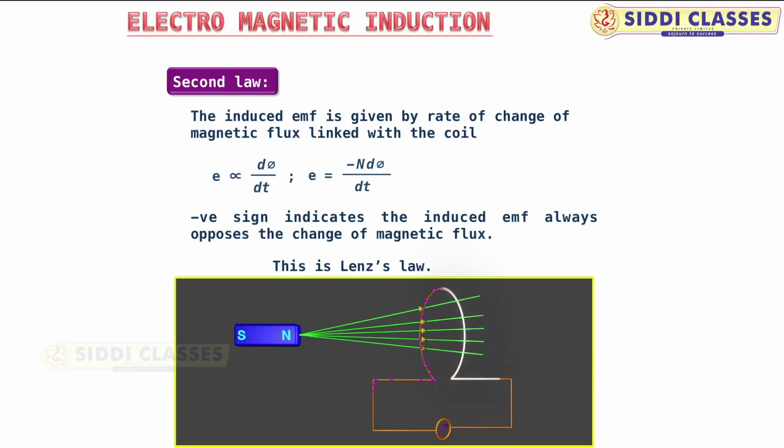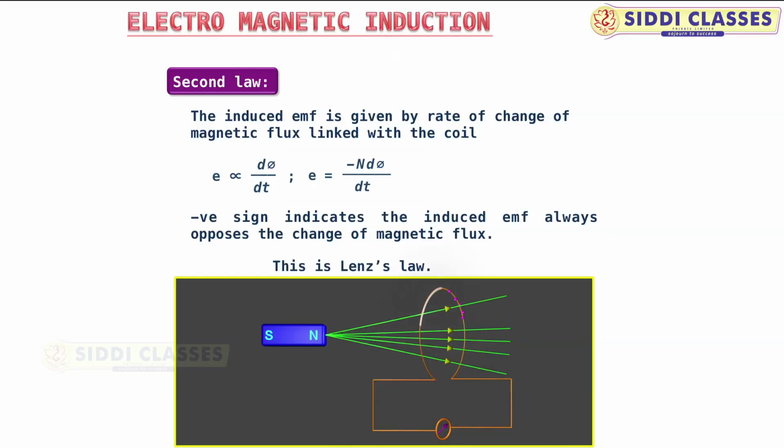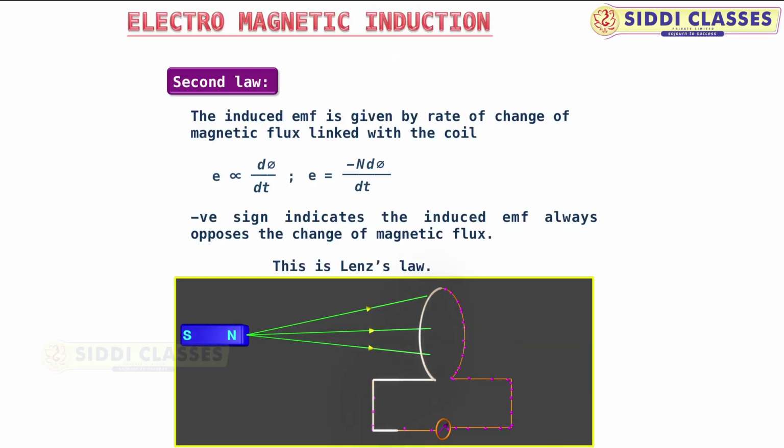When you are moving the magnet towards the coil, we are increasing the magnetic flux, but the induced EMF produced in the coil opposes the increase in magnetic flux. Similarly, when the magnet is moved away from the coil, the current produced in the coil is in the clockwise direction, and thus it behaves as a south pole. It tries to attract the magnet. That means when the magnetic flux is decreasing, the current produced in the coil tries to increase the magnetic flux. This is the meaning of opposing the change in magnetic flux.